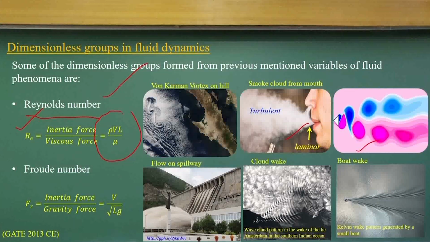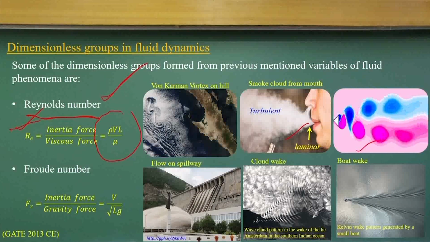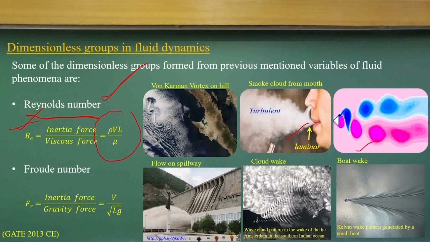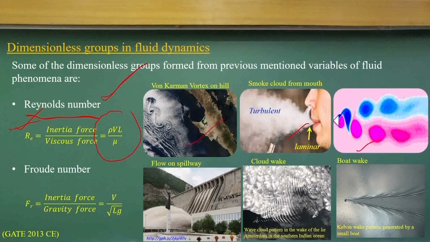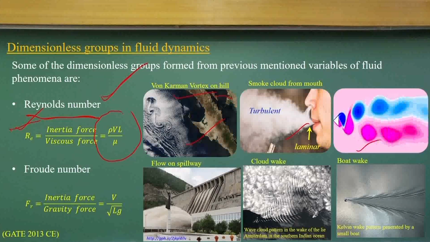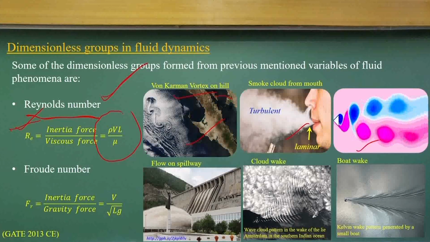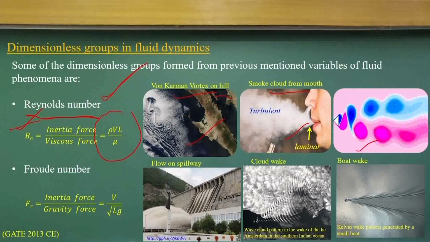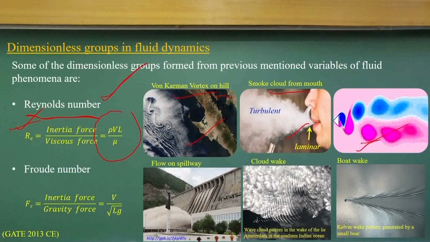That's what rho VL by mu is defined as, the Reynolds number. So often we use the Reynolds number because mostly we consider the inertia force by viscous force dominancy, as you can see in the vortex on the hills. That's what we discuss a lot, how vortex formation happens, a very smooth smoke cloud from a mouth, or you can have the formation of vortex shedding. It all depends upon what Reynolds number of the flow we have.